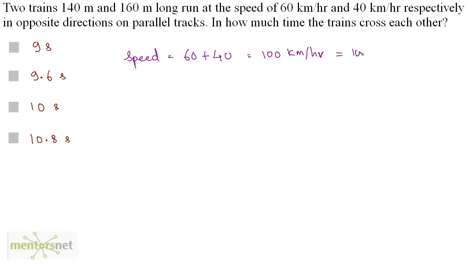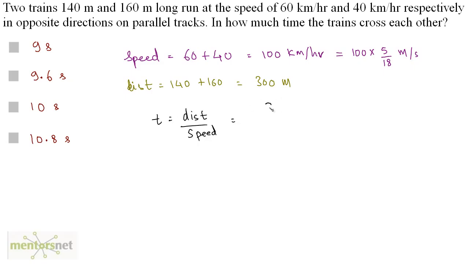Let us convert it into meters per second. So it is equals to 100 times 5 by 18 meters per second. Now for the trains to cross each other, they will have to travel a distance of the addition of each of the train's length. So we have the distance as equal to 140 meters plus 160 meters, and that is equals to 300 meters. So we have the speed, we have the distance, we can calculate time. So time is equals to distance upon speed.